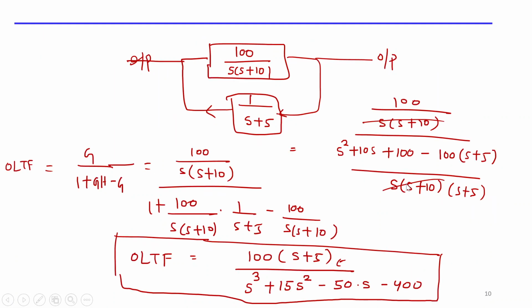Okay, sir, but my point is not here. This is a simplification part you can do. But my point is that now it is given in the question that it is a unit step input. Now what is the steady state error?